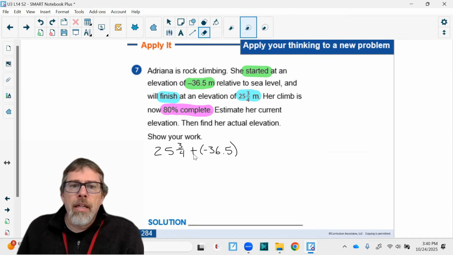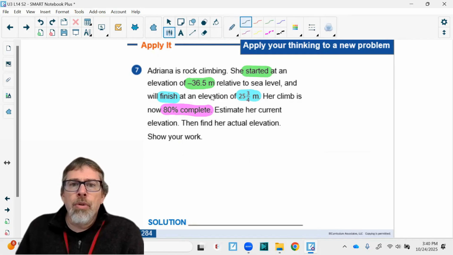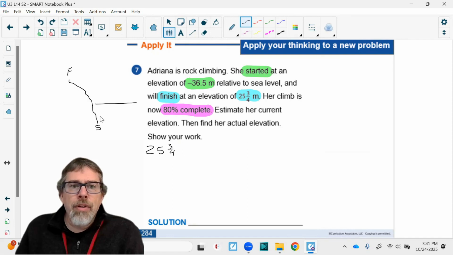Actually, it's not plus a negative, it's going to be minus. Whenever we're finding the difference between top and bottom, actually, let me start this over and let's write it in order. Actually, I would like to go higher first. So 25.75 is the top. So this is the finish. Somewhere down the way, and here's sea level, is the start. So starting at negative 36.5, and this is positive 25.75.